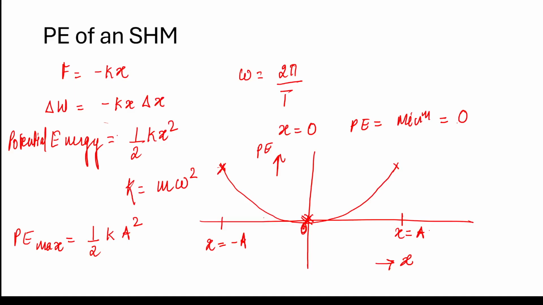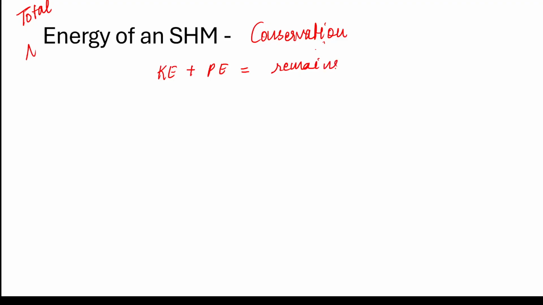So potential energy is half kx squared, 0 at x equals 0, maximum at x equals a. But if there are no resistive forces acting in the system, the total energy of an SHM is conserved. That means there are no losses in any form, there's no deformation, your spring is within its elastic limit. Then the total energy of an SHM is conserved, that is KE plus PE remains constant. So one decreases, another would increase, but the sum would always remain constant.